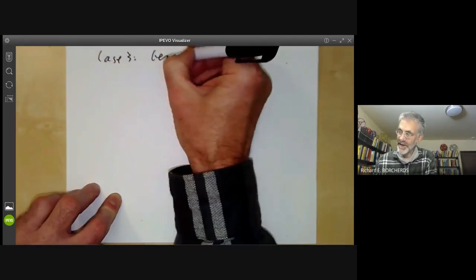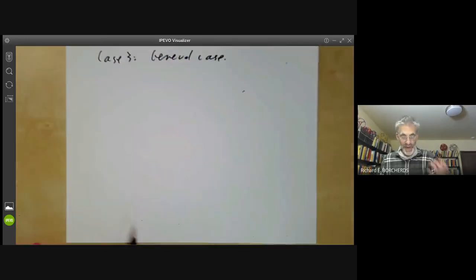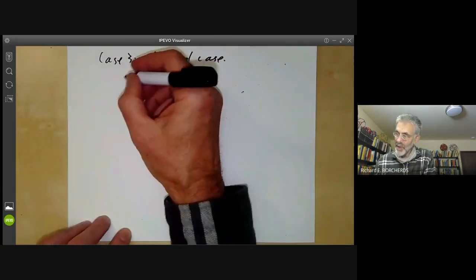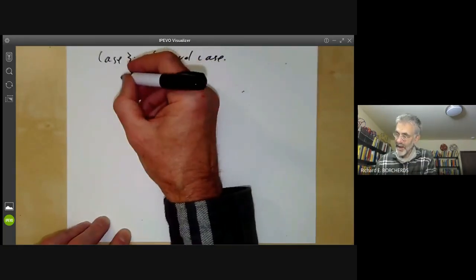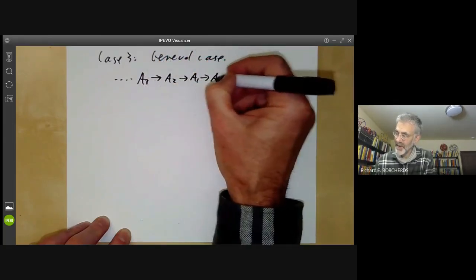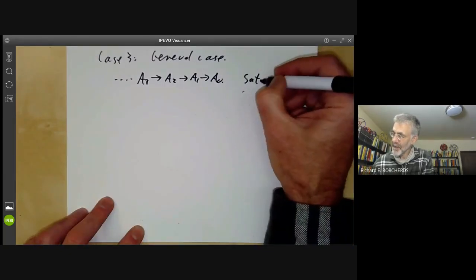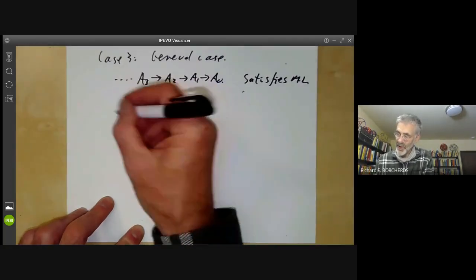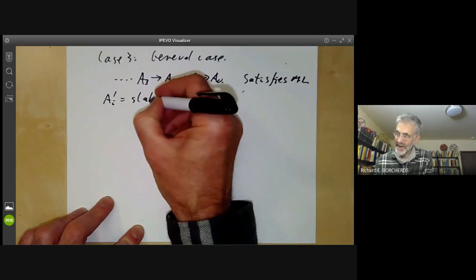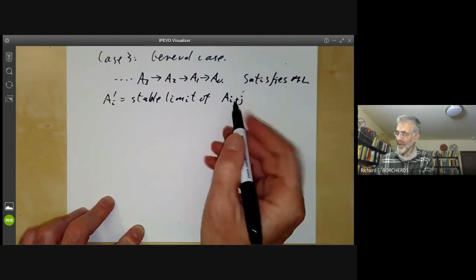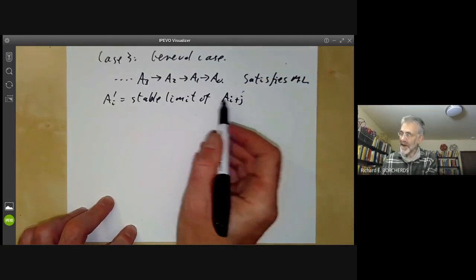which is the general case. And to do this, we need to sort of combine the arguments for case one and case two. Fortunately, this is quite easy to do. So what we've got is an exact sequence, something or other, A3 goes to A2, goes to A1, goes to A0. And we assume that this satisfies the Mittag-Leffler condition. And then we put Ai prime is the stable limit of Ai plus j. You remember the image of Ai plus j eventually stabilizes.